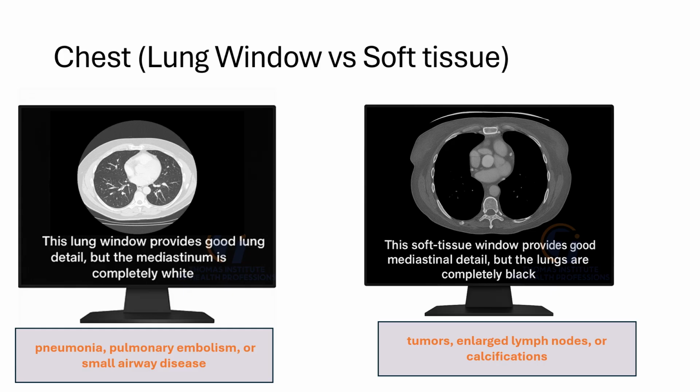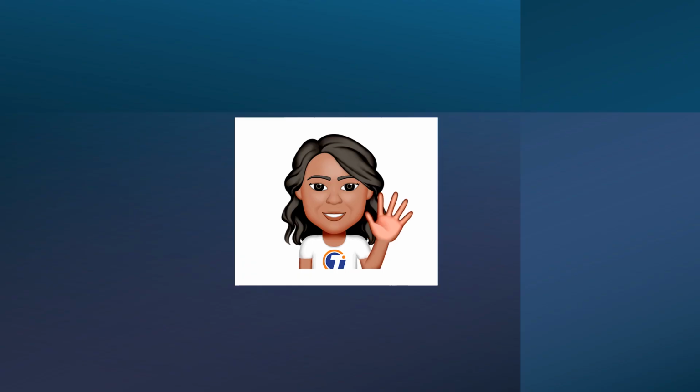The lung window reveals the fine details of lung pathology, while the soft tissue window highlights the anatomy of the mediastinum and the surrounding organs. I hope you enjoyed today's lesson. Remember, window width and window level aren't just shades of gray. They're tools to help us tell the right story with our images. Master them, and you'll become a more effective imaging professional.